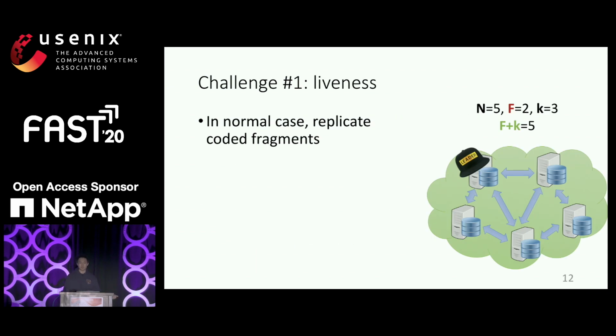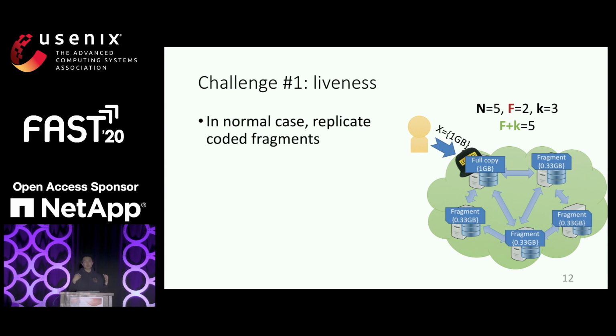Here we illustrate the process. In the normal case, all the servers are up. So we have 5 servers to tolerate 2 crashes, k is 3. If a user sends us data, we can send to 5 different servers, including the leader. So now everyone can see the data. We have f plus k, so data is committed.